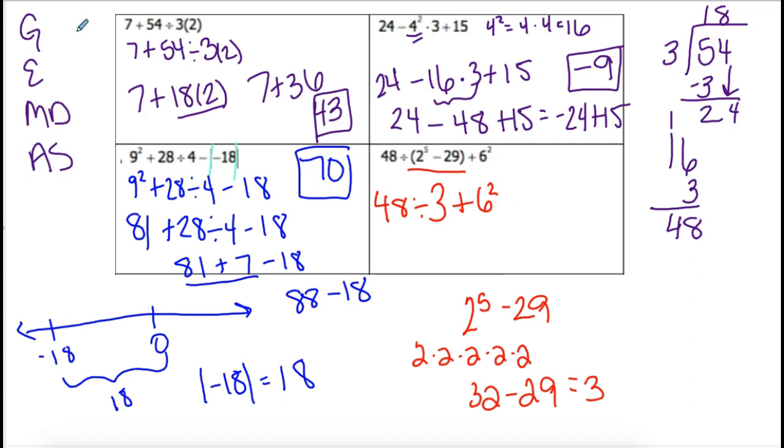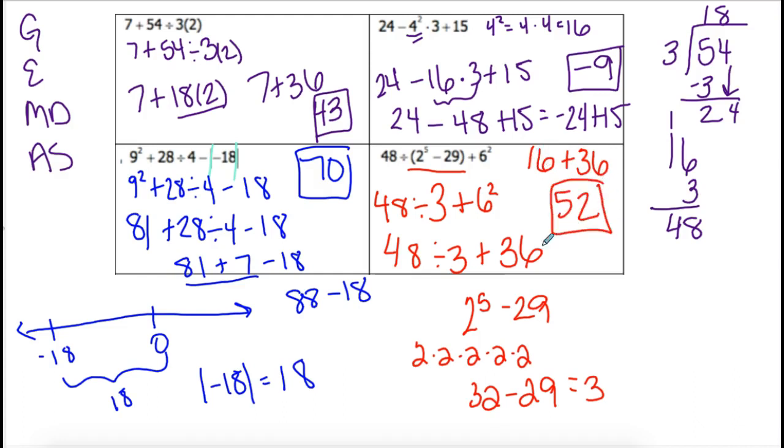After I do my grouping symbols, now I need to go to my exponents. 6 squared is 36. So 48 divided by 3 plus 36. 48 divided by 3 is 16 plus 36. 36 plus 6 is 42 plus 10 is 52.